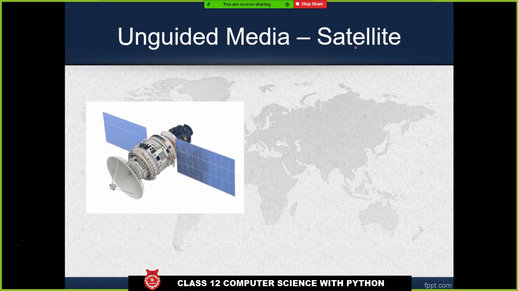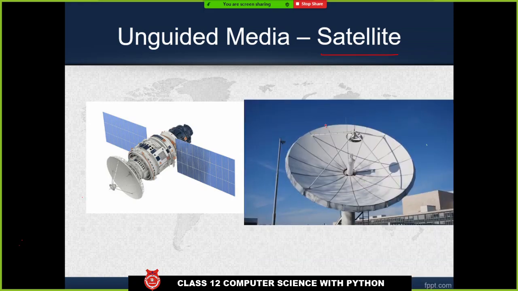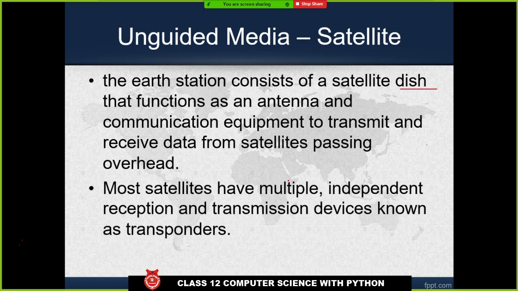Okay, and the last one in unguided media communication is satellite. I think I don't need to explain about satellites. These have satellite stations. These function as antenna and communication equipment, transmitting to and receiving from the satellite overhead. Most satellites have multiple independent reception and transmission devices known as transponders. So in satellite communication, transponders are used.